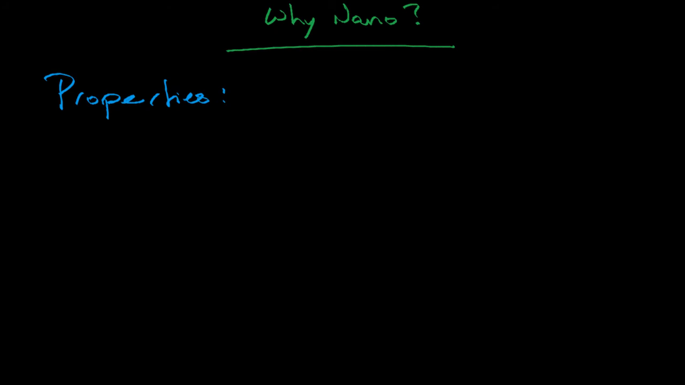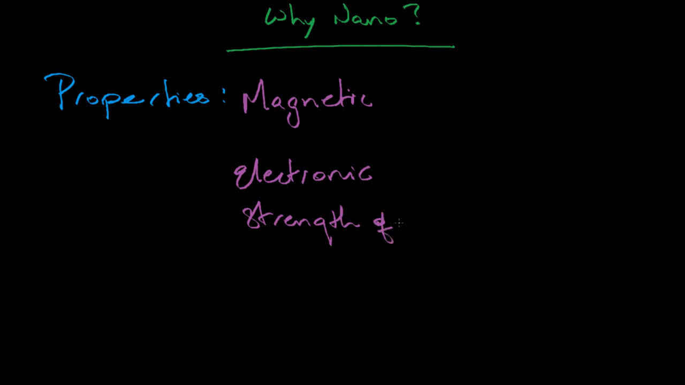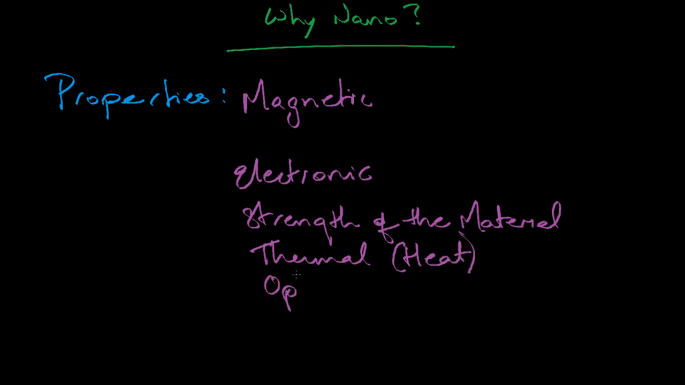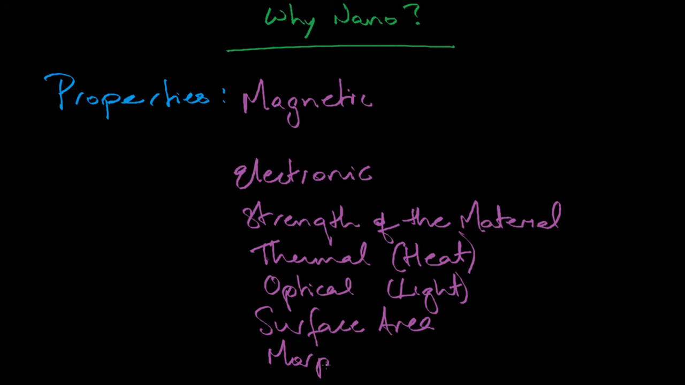those include magnetic properties, electronic, the strength of the material, thermal, in other words, their heat capabilities, optical properties, so how they interact with light, and other properties such as surface area and morphology, which is simply the structure of the material.